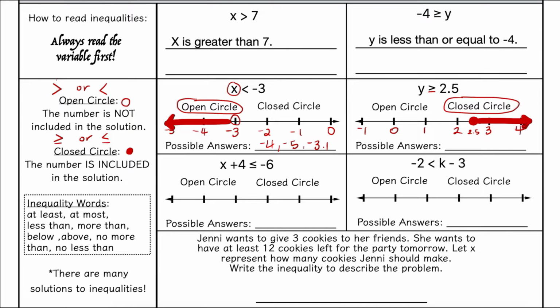And some possible answers: 2.5 is actually a possible answer. You can include 2.5. It can be 3 or 4 and so forth.